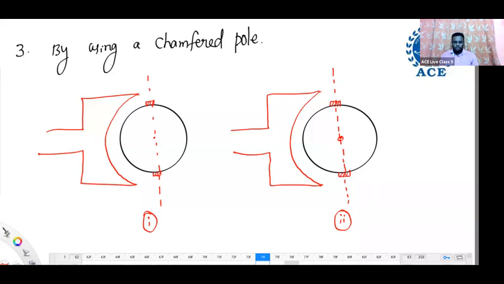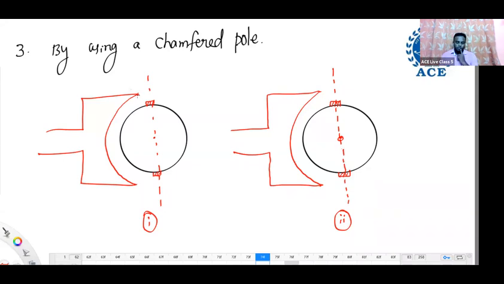In self-excited, we cannot create a strong flux. That's why I said it is not possible in self-excited. Yes, the second one is the chamfered pole. Approximately, if you observe here, slightly you can see this.